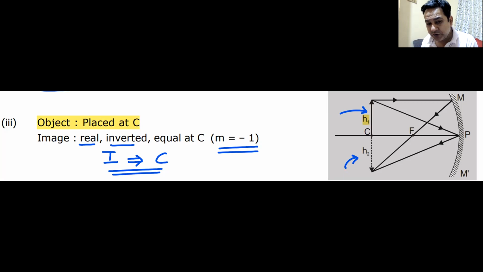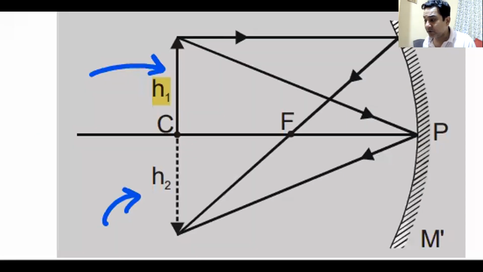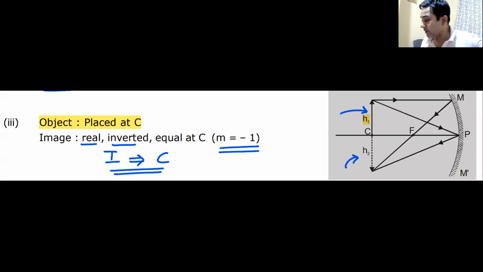I will just enlarge the view of your diagram so that you can see it on the big screen. And here it comes on the big screen, the diagram that I'm talking about. The object is placed at the center of curvature, of height h. The image is formed at the center of curvature, but it is inverted because it is real. Magnification is, as you can see, minus 1. Image is formed at the same place. These are the things that you must remember about this. When the object is placed at the center of curvature, the image is formed at the center of curvature, and the image is real, and the image is inverted.